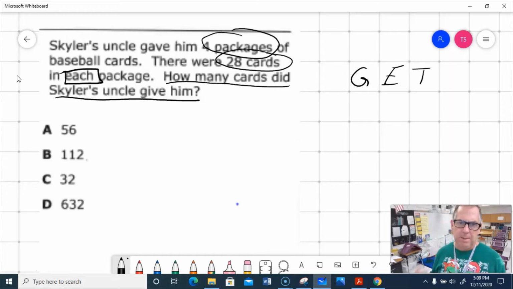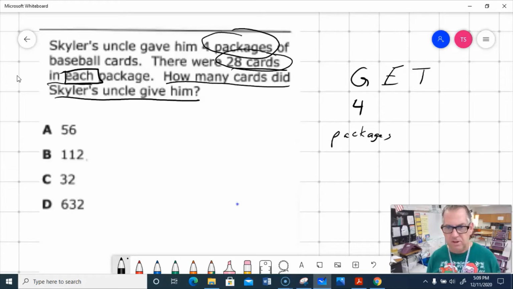So do I know how many groups there are on this problem? Yep, that's correct. There are 4 groups, and the 4 groups are the packages. Four packages. Do I know how many are in each group? Yeah, right here it says there's 28 cards in each package. So that goes right along with my each. So there's 28, and that's cards.